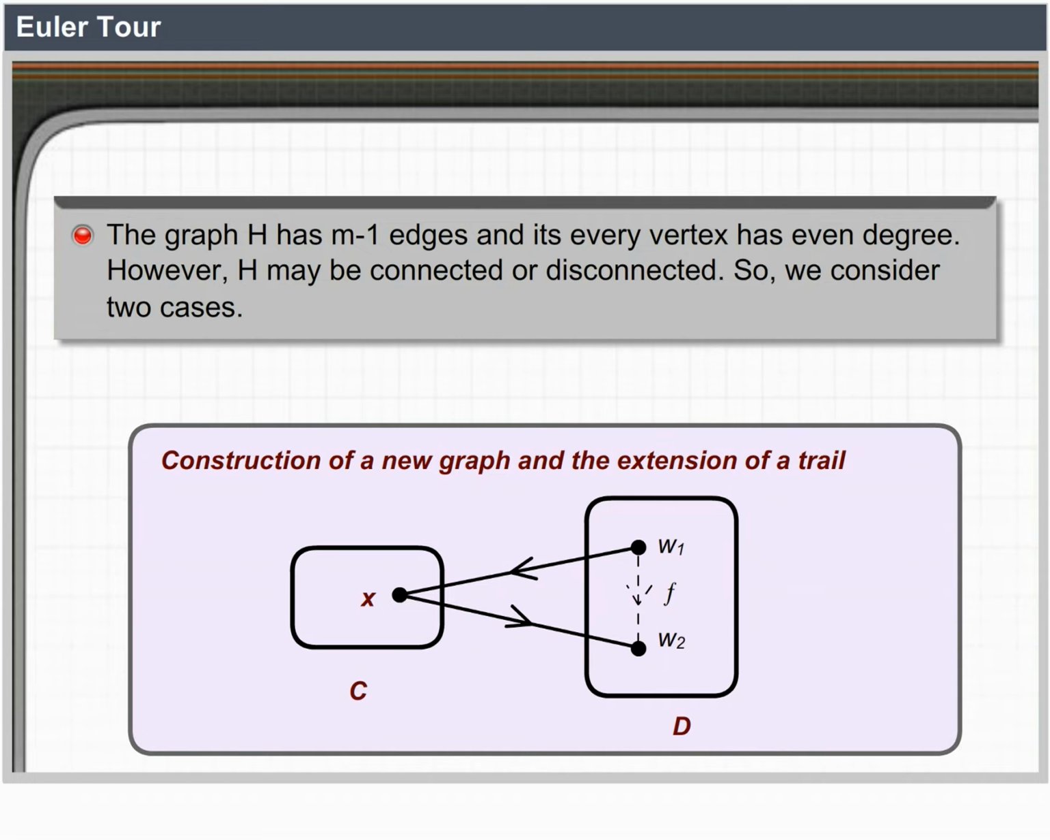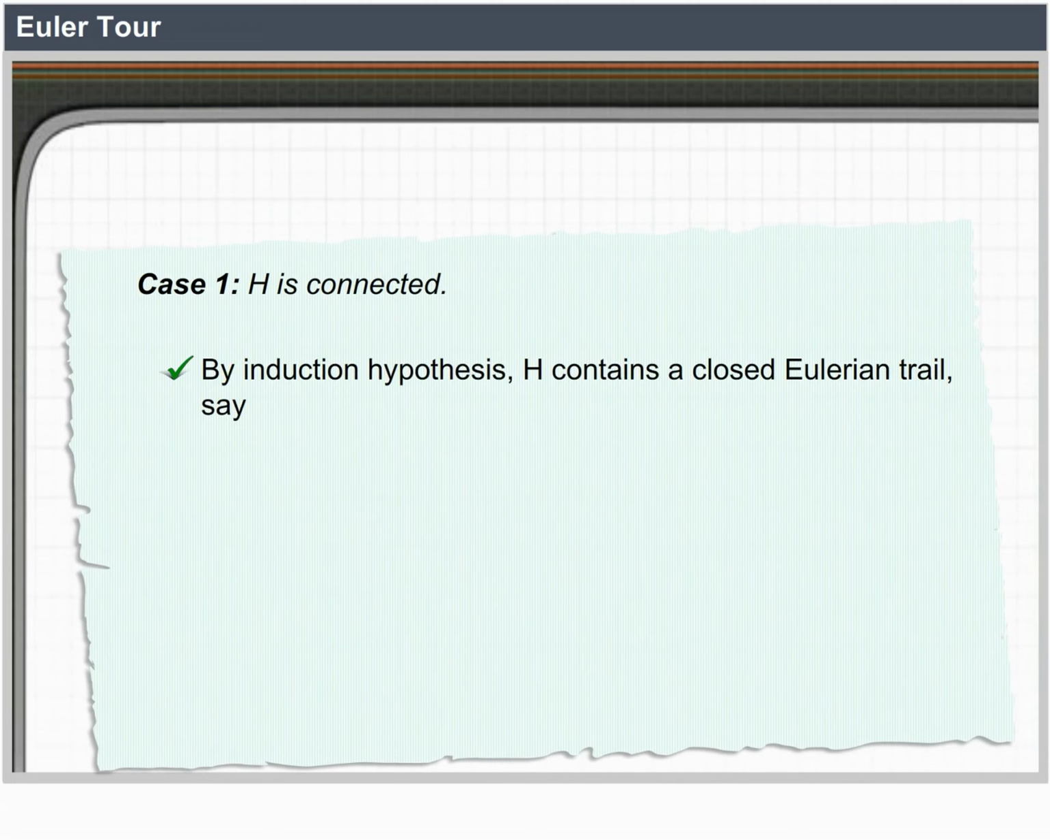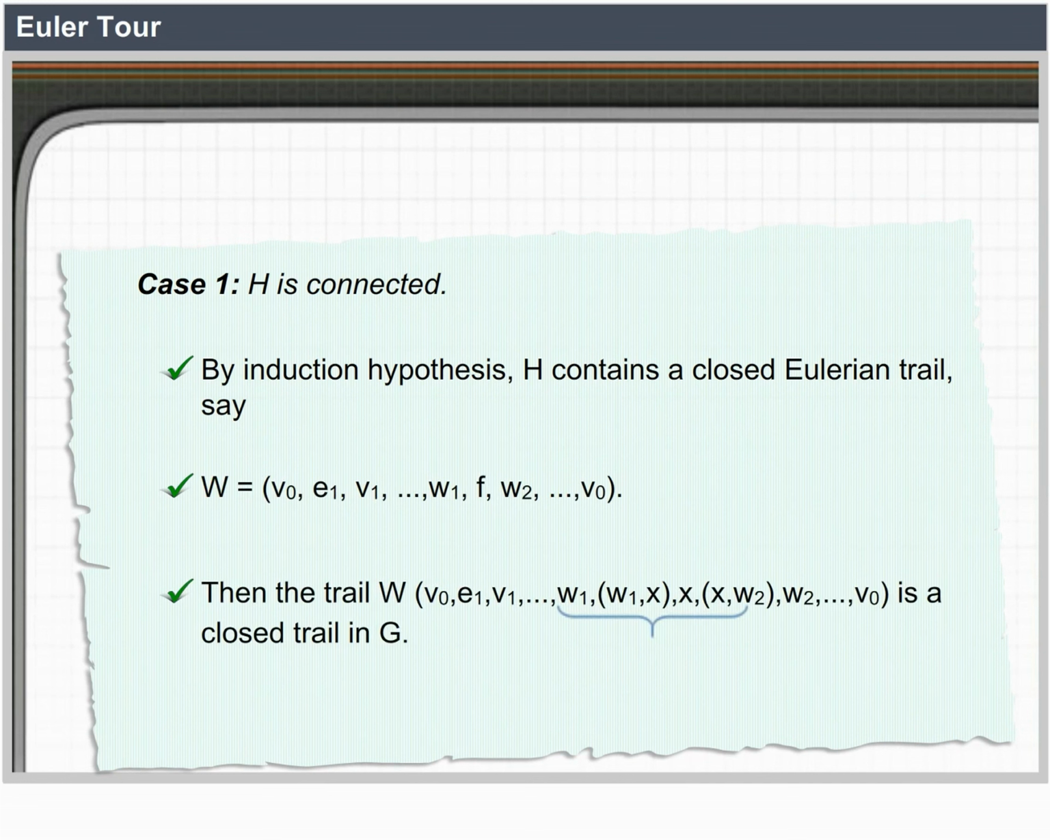Case 1. H is connected. By the induction hypothesis, H contains a closed Eulerian trail, say W = v0, e1, up to v0. Then the trail obtained from W by replacing the edge f with the path w1, x, w2 is a closed trail in G.